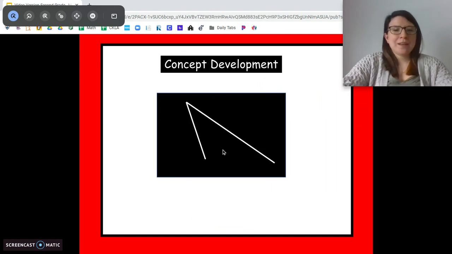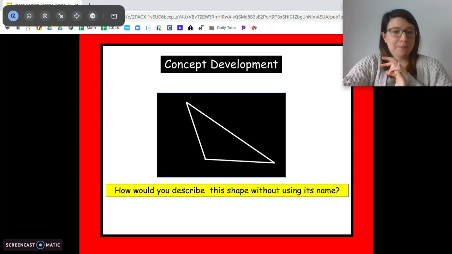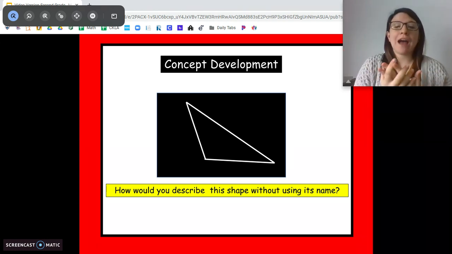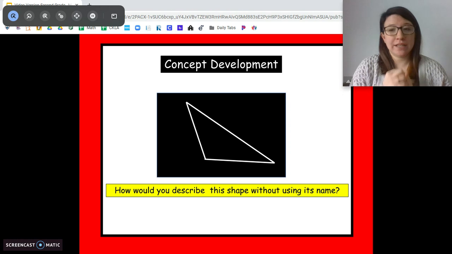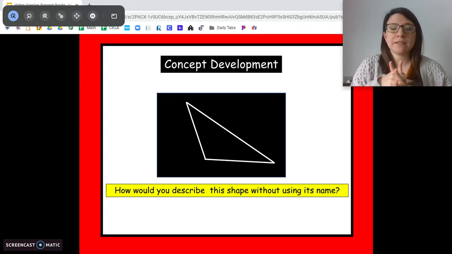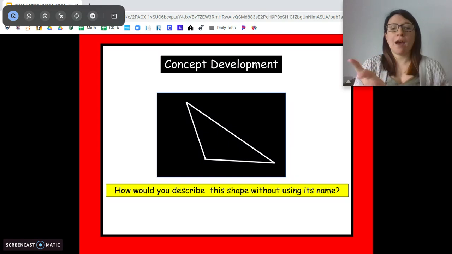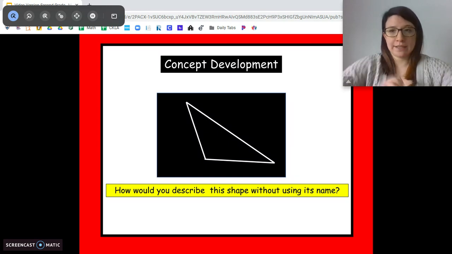Here we go. I'm going to draw a shape on here for you. Do not tell me the name of this shape, but how would you describe this shape without using its name? I want you to either talk to me, or if you have someone at home, brother, sister, aunt, grandma, grandpa, mom, dad, whoever's at home with you, I want you to tell them how you would describe this shape without using its name. Go ahead.